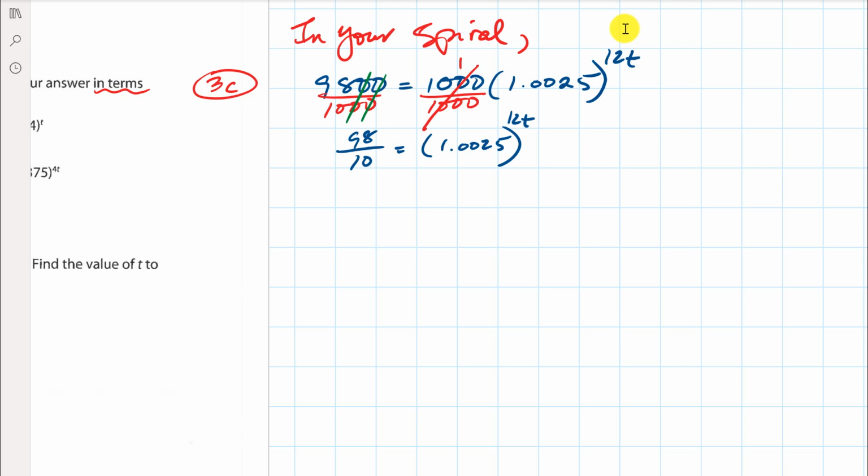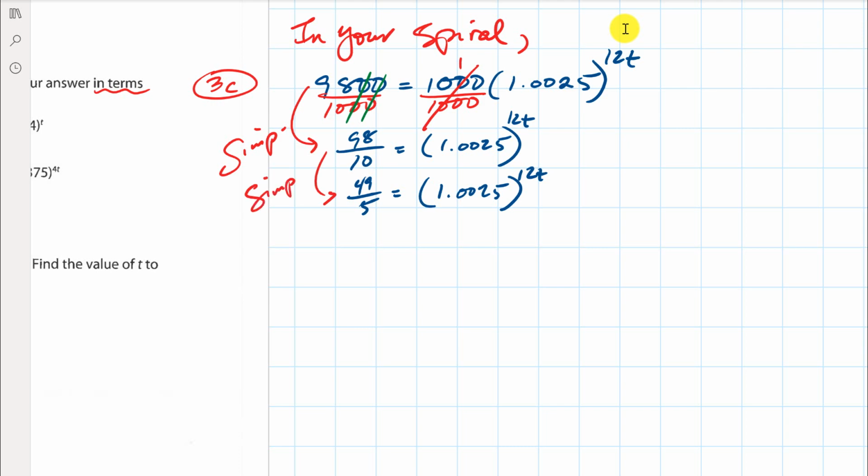Now 98 tenths can be simplified a little further. If you divide both by 2, you get 49 fifths. Now it's really not necessary to simplify. However, I'm going to do it because that's what most people do. So I'm just rewriting it here. All I did was simplify. Easy. You just simplify your fractions.